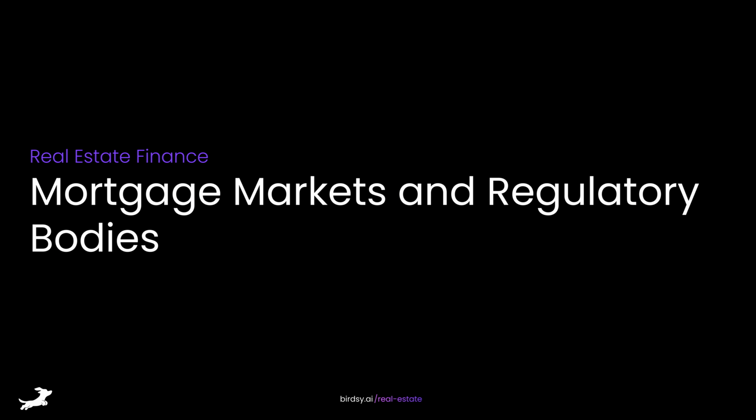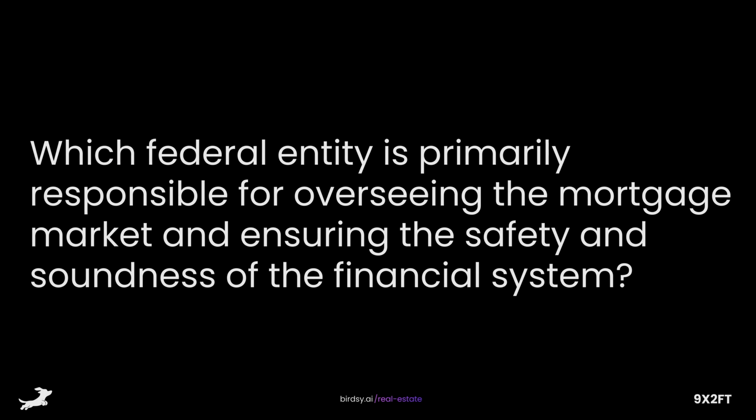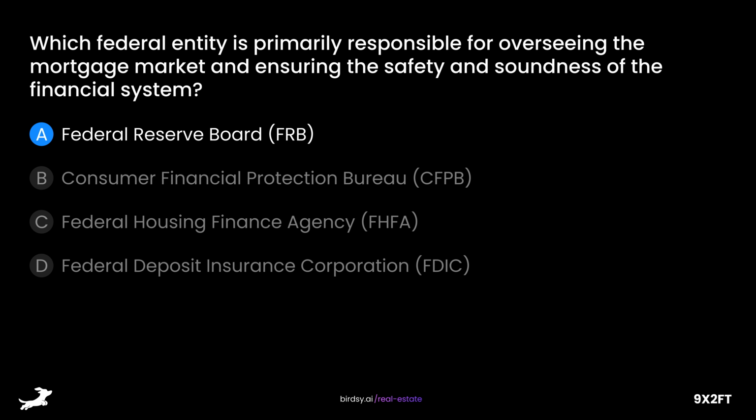Mortgage markets and regulatory bodies. Which federal entity is primarily responsible for overseeing the mortgage market and ensuring the safety and soundness of the financial system? Is it A, Federal Reserve Board, B, Consumer Financial Protection Bureau, C, Federal Housing Finance Agency, or D, Federal Deposit Insurance Corporation?